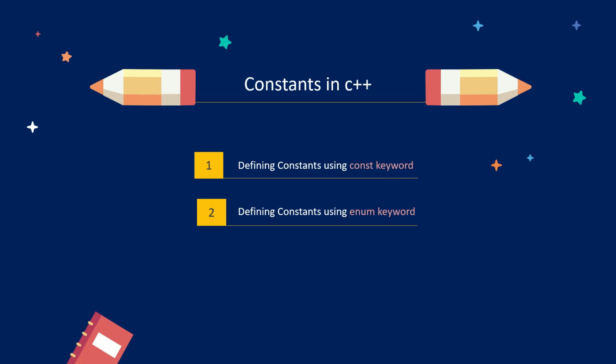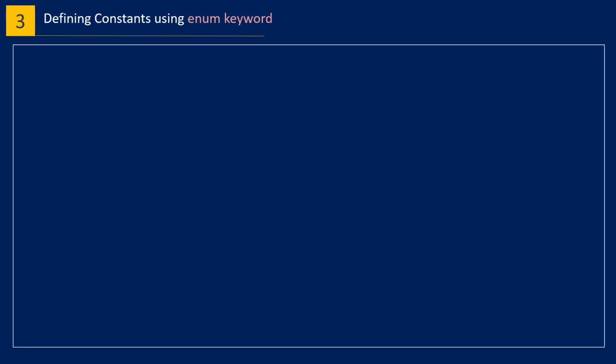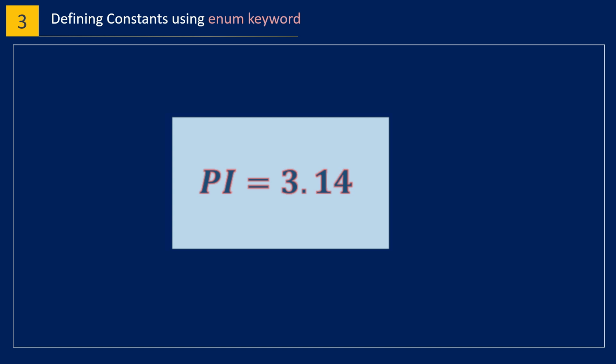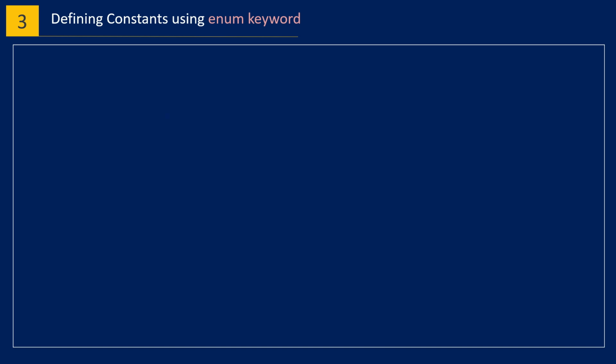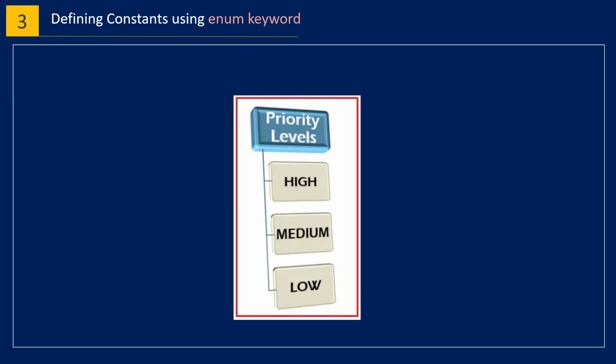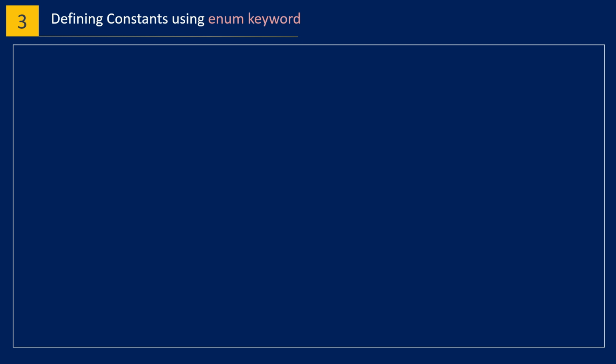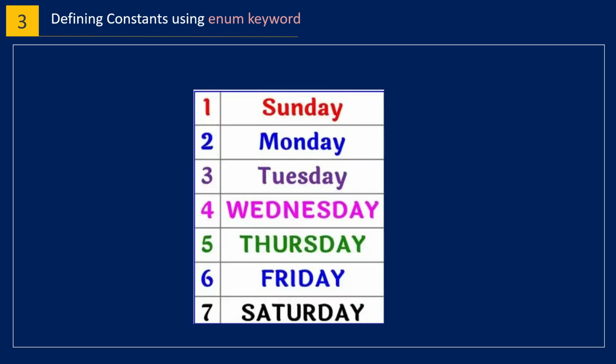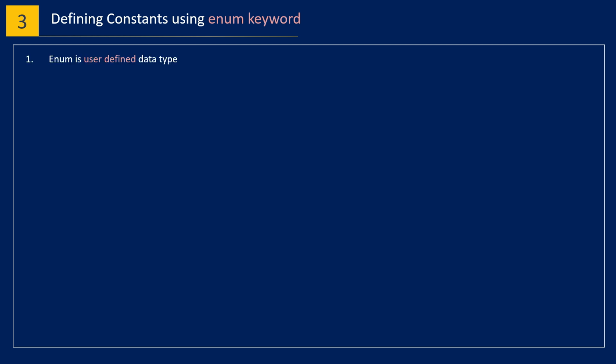Just now we have covered constants using the const keyword. Now we will see constants using the enum keyword. So first we'll understand what is enum. In the previous constant, we learned about a variable with one constant value. But what if you have a set of values grouped together and want to use them as constants? For example, days of a week will contain 7 values from Sunday to Saturday. In this case, the enum user defined data type will help us.